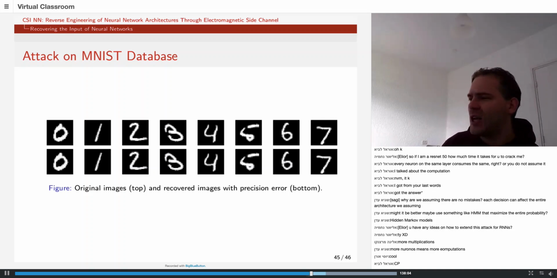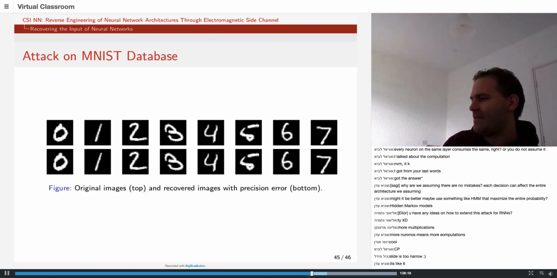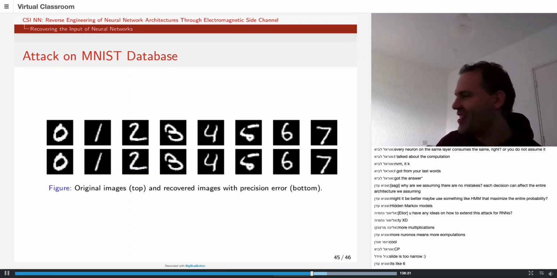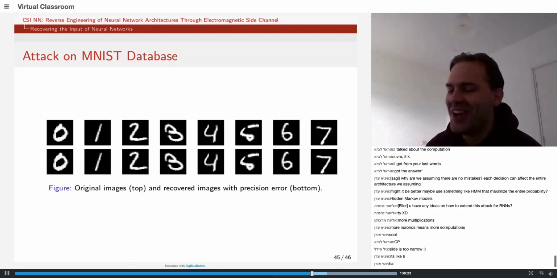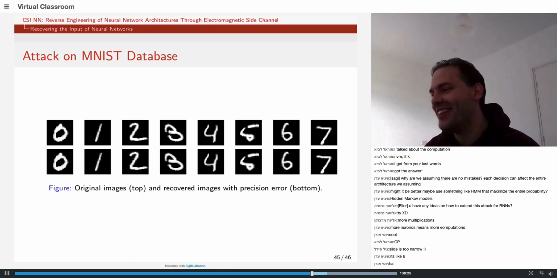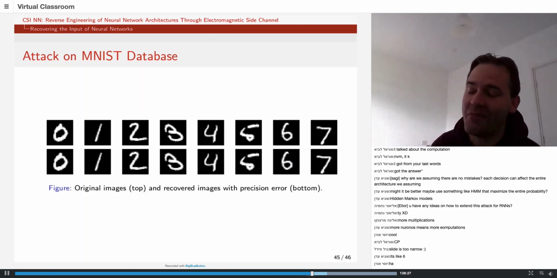And one can ask, why are there no numbers 8 and 9 here? The answer is very easy. Could anyone guess what the answer would be? Slide is too narrow. Exactly. So I did not have enough space on the slide to have 8 and 9. Nothing else. But it works also for numbers 8 and 9.